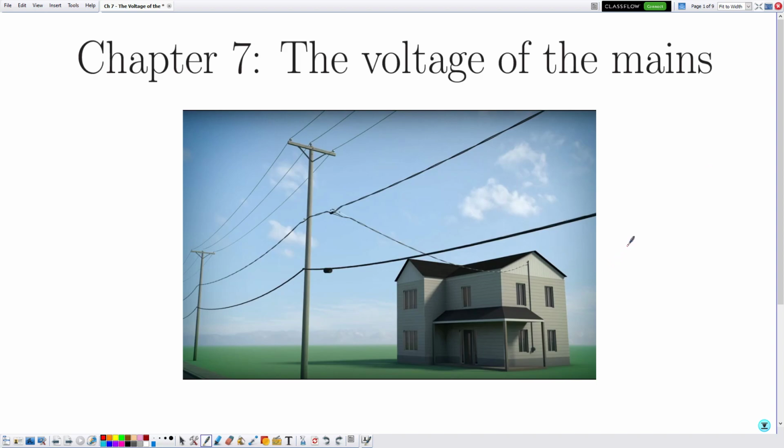In this one we are going to start a new chapter, which is chapter 7, the voltage of the mains, and the second unit of electricity. Previously we have discussed notions related to electricity in a simple electric circuit. Now in this chapter we are going to discuss notions related to electricity but in domestic installations. So what do I mean by this?